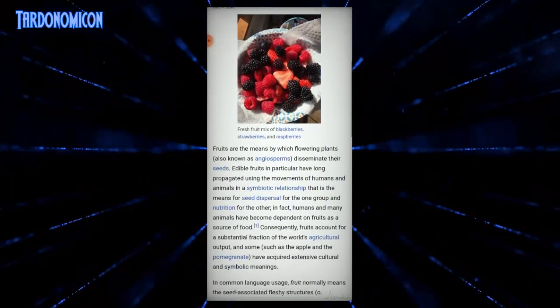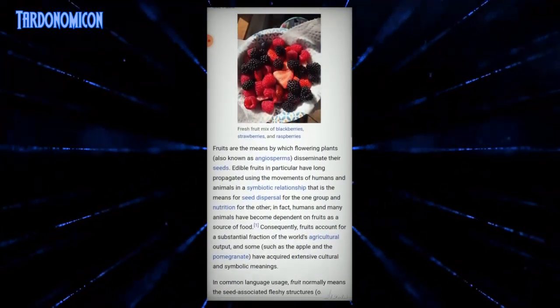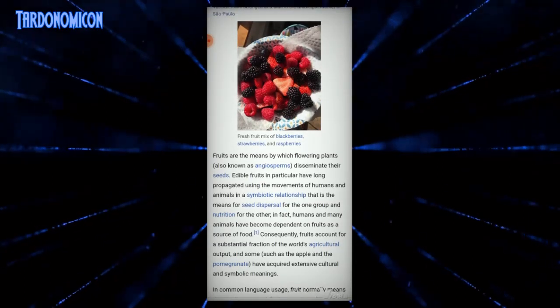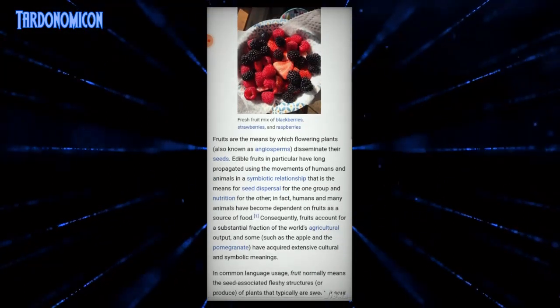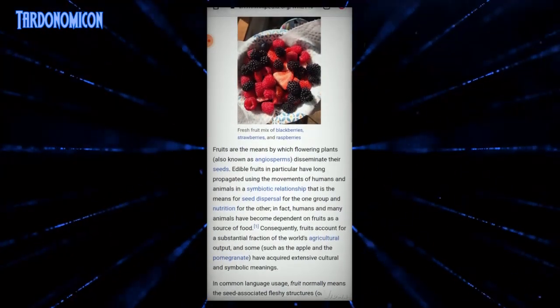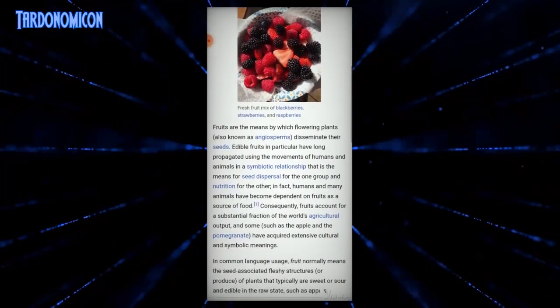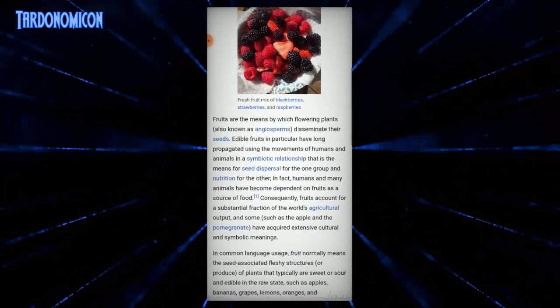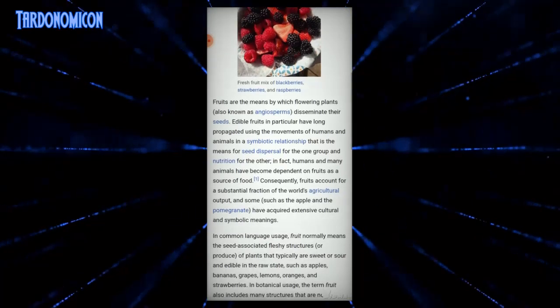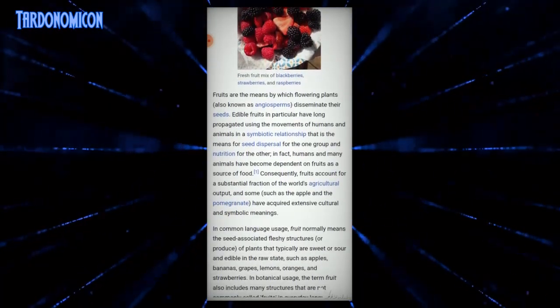Fruits are the means by which flowering plants, also known as angiosperms, reproduce sexually and disseminate their seeds. Edible fruits, in particular, have long propagated using the movements of humans and animals in a symbiotic relationship that is the means of seed dispersal.